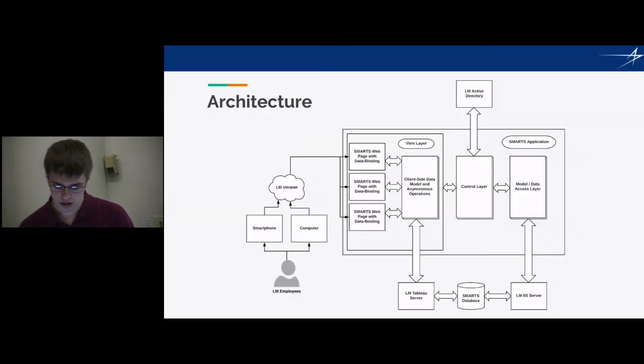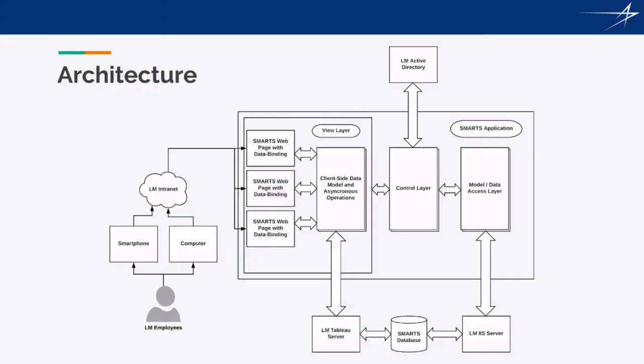So to talk about the architecture, that previous implementation of .NET MVC informed our decision to use a model view controller architecture. This is not a publicly accessible website. This is a web application that will be used exclusively internally within Lockheed Martin, and users can connect to it through their intranet, through either their smartphone or computer. That allows them to access the view layer, which allows them to edit any asset information or portfolios or any other data that they need to.